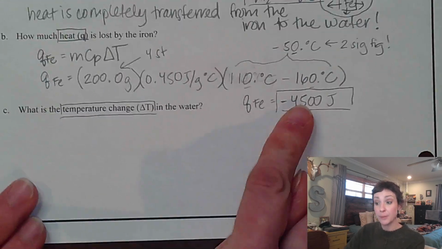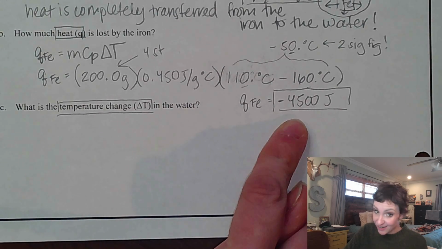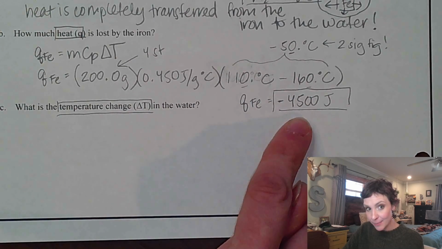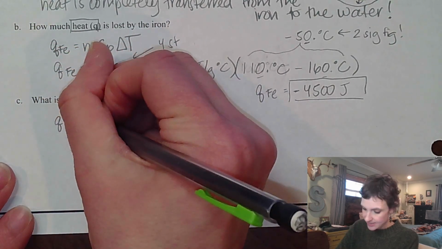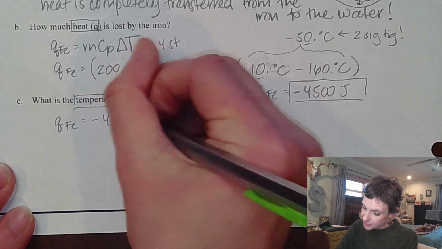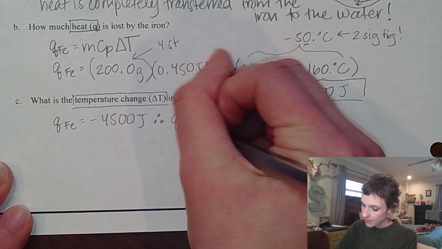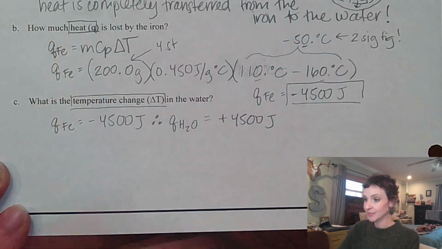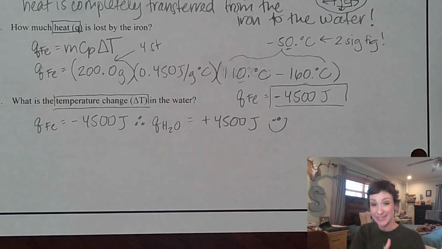Okay, well, how am I supposed to know that? Well, we got some real important information from this. If we know the Q of the iron is negative 4,500 joules, guess what the Q of the water is? It's the same number, but positive. So we can say the Q of the iron equals negative 4,500 joules. Therefore, the Q of the water is equal to positive 4,500 joules.